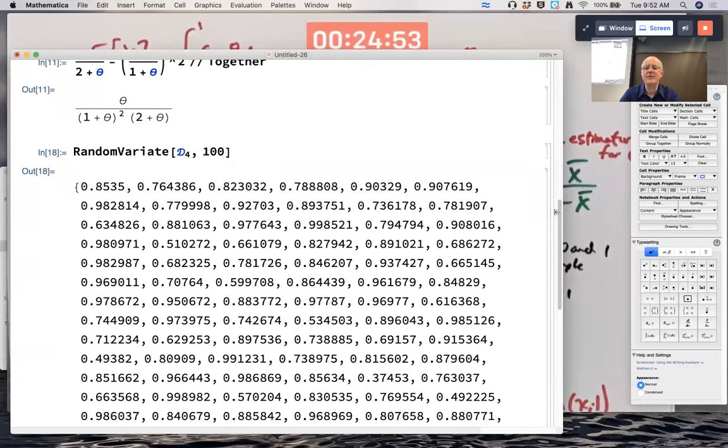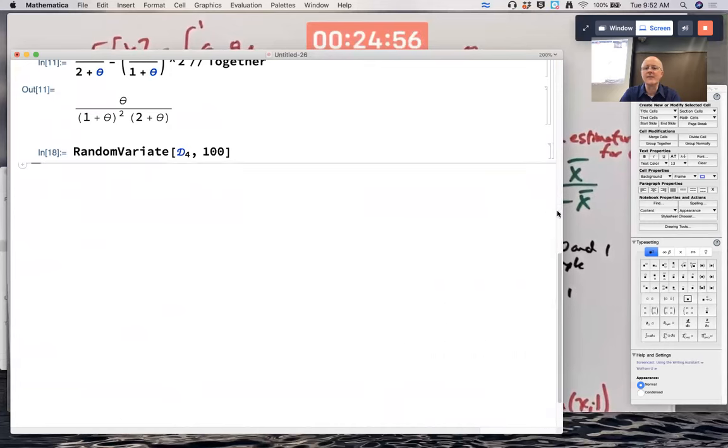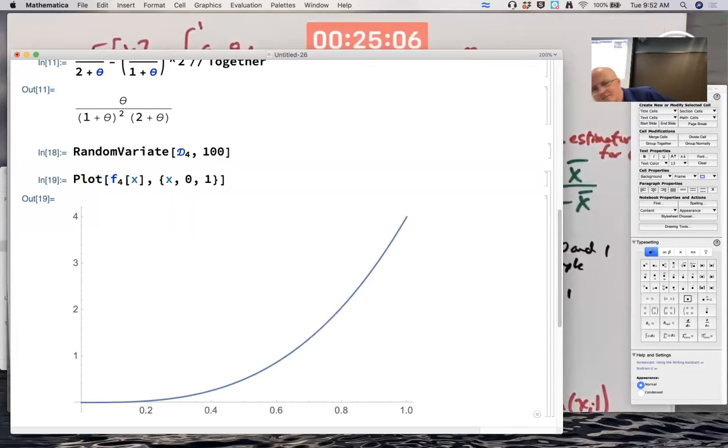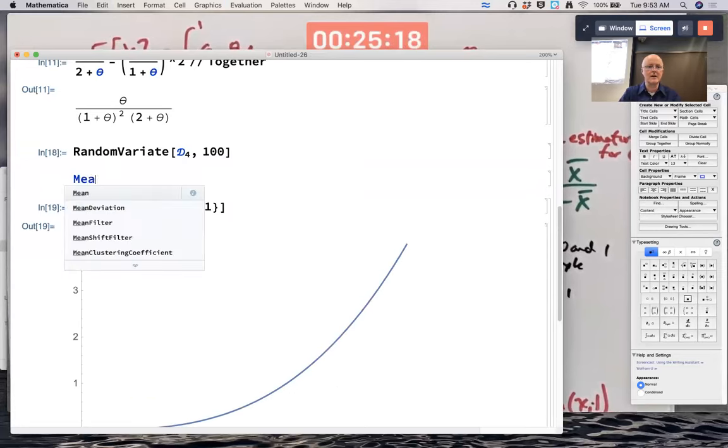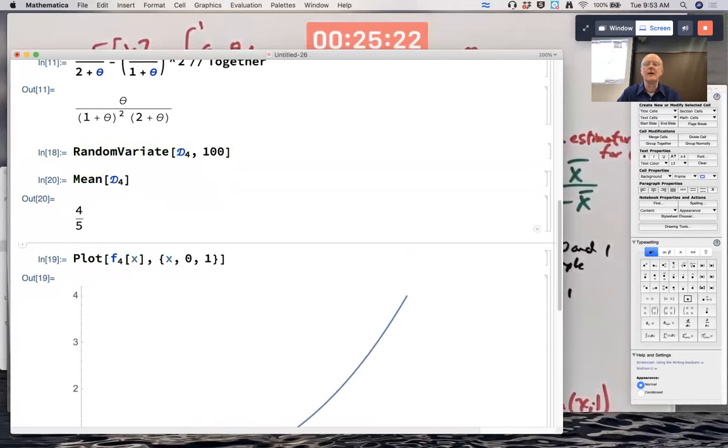What's the PDF look like when theta is 4? There it is. Left skewed distribution, long left tail, but because the PDF's higher, close to 1, most of the data is going to be close to 1. The mean is going to be close to 4/5.